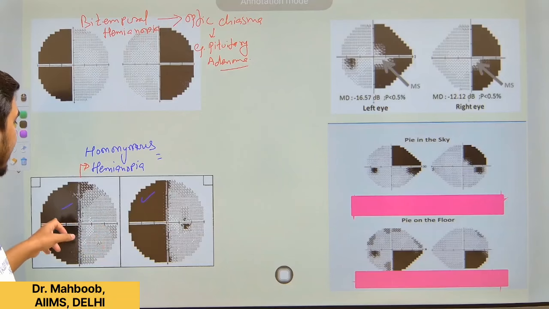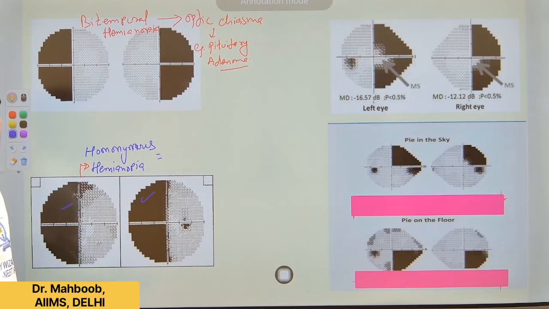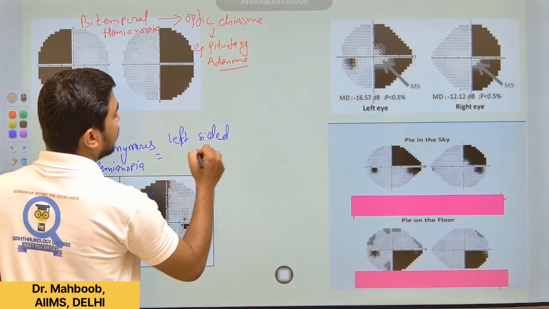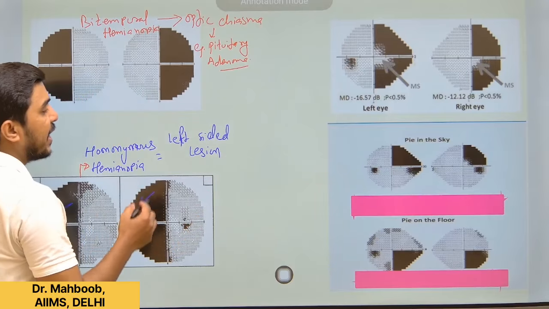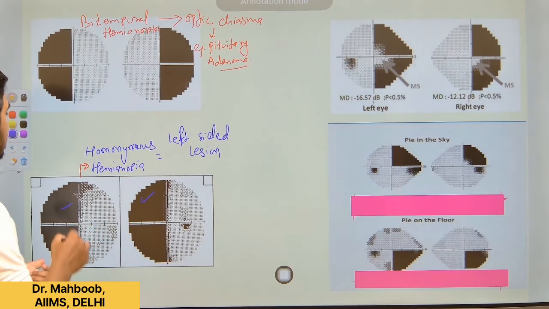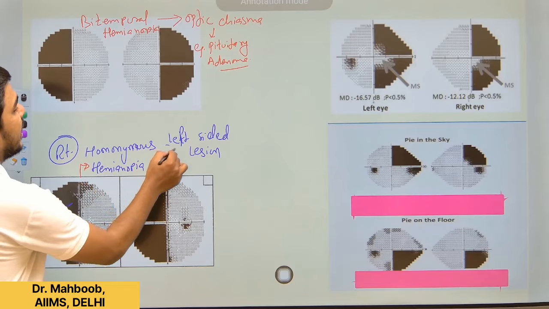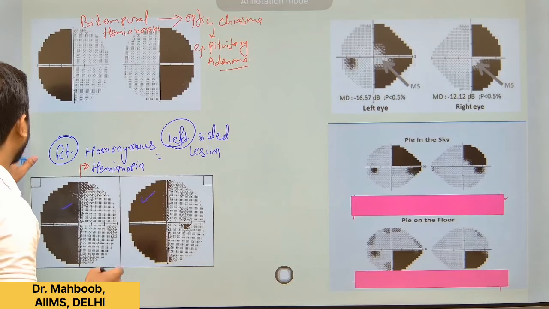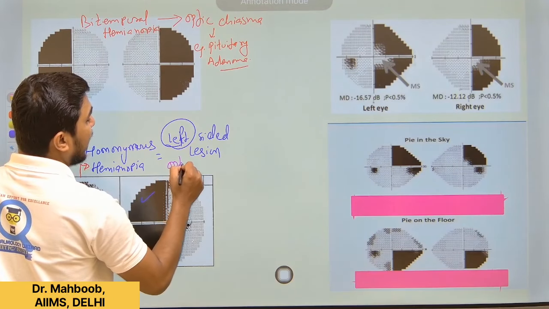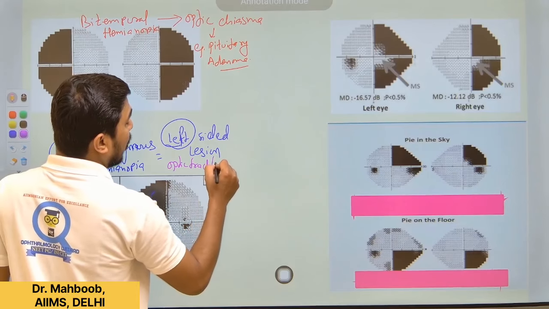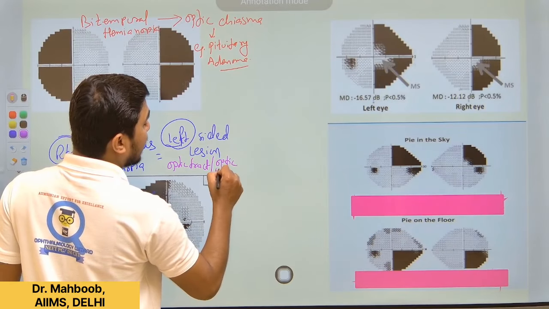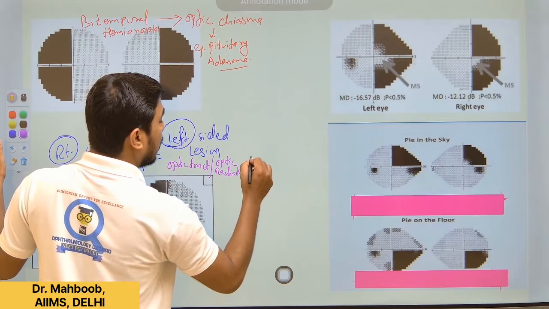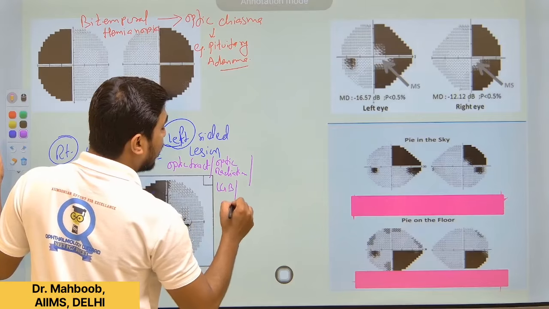Okay, so it is a right-sided homonymous hemianopia. That means a left-sided lesion. Right-sided homonymous, this is the right side. So it will be a left-sided lesion. Where will the lesion be? Behind the optic chiasma. Behind the optic chiasma means it can be the optic tract, it can be the optic radiations, it can be the LGB, lateral geniculate body, and the occipital cortex.